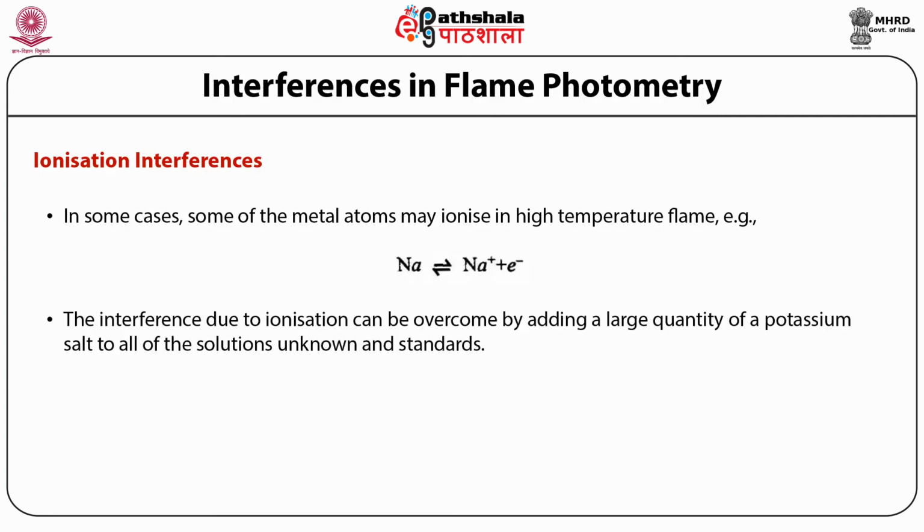The interference due to ionization can be overcome by adding a large quantity of potassium salt to all of the solutions, the unknown and the standard. The addition of potassium prevents the ionization of the sodium, but it itself undergoes ionization. Thus, the sodium atom emission is enhanced. This type of interference is related to the elements of the first group of the periodic table.